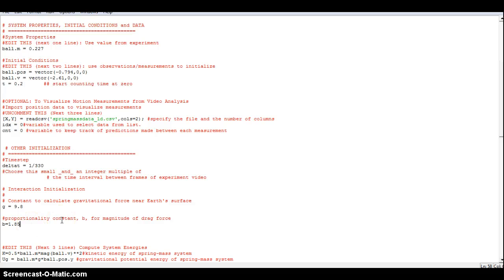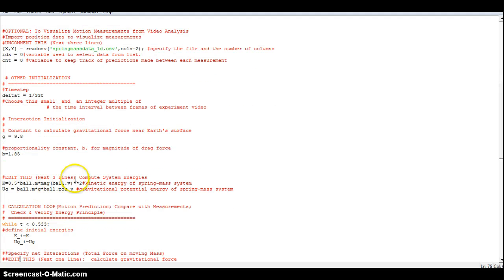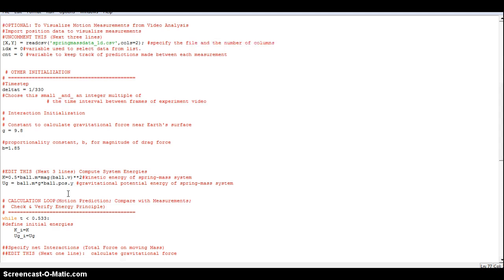Data from Tracker is compared with data from the simulation. The data obtained by the simulation was defined, which is the way to get the kinetic energy and the potential energy. Then I define what is the force of gravity and the drag force. Here we define the calculation of the kinetic energy and the potential energy.